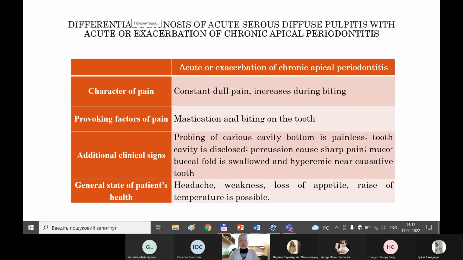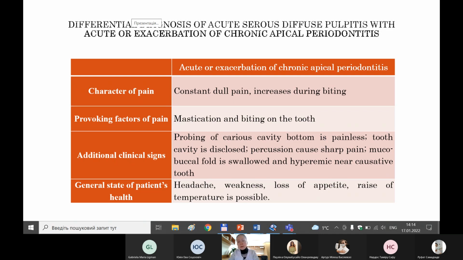The next disease that we should differentiate acute serous diffuse pulpitis from is acute exacerbation of chronic apical periodontitis. Character of pain: constant, dull pain, increased during biting. It is something different because in the case of pulpitis, pain does not increase from biting. It increases from some temperature stimuli, chemical stimulation, but it can be spontaneous. Usually it is spontaneous, but can be increased from some stimulation.